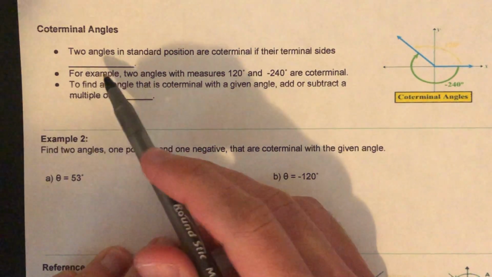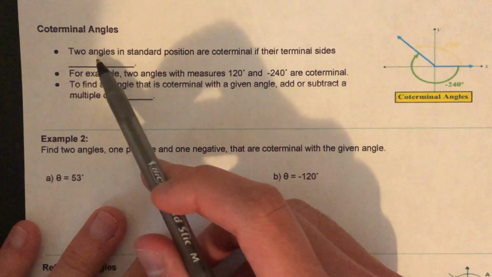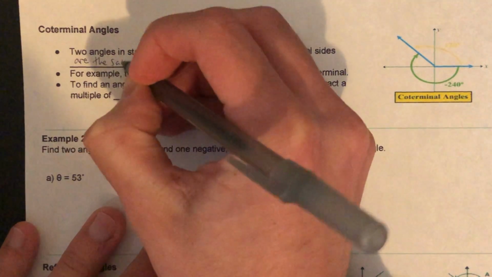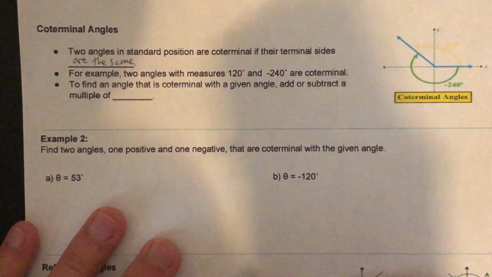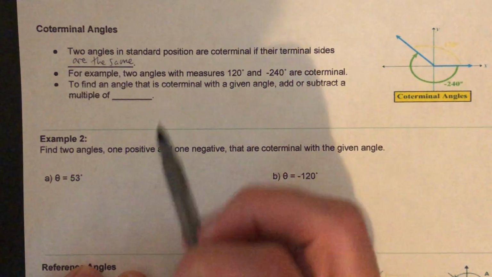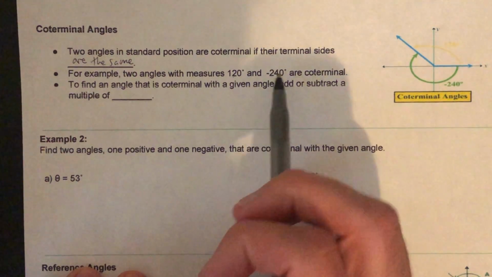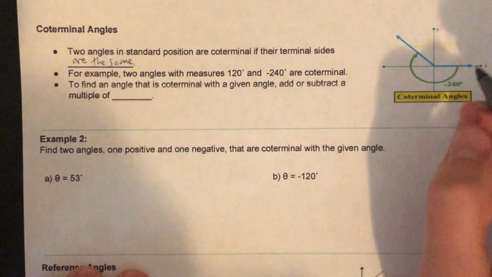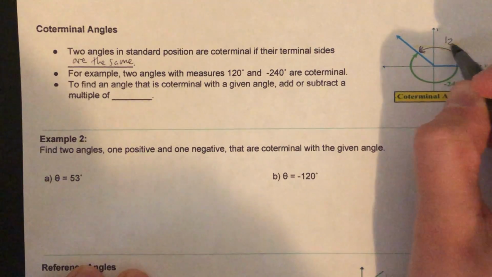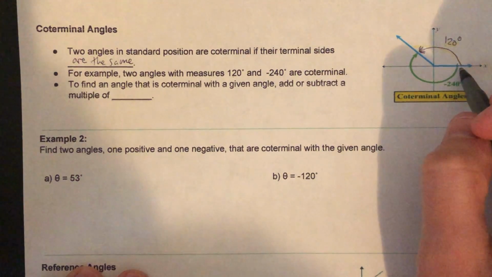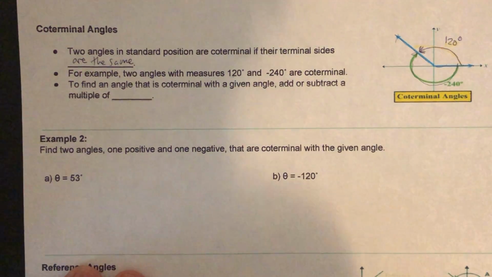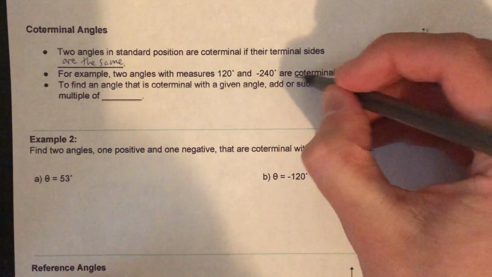So if they're in the standard position, so having the same initial side, two angles are coterminal if their terminal sides are the same. So if we have the same starting and the same ending angle, we call those coterminal angles. They have the same angle measure. So we have an example here of two angles, 120 degrees and negative 240 being coterminal. So this angle here, starting on our initial, going to 120 degrees there, is coterminal with negative 240 because they have the same initial and the same terminal sides. They start and end at the same place, so we call those coterminal angles.